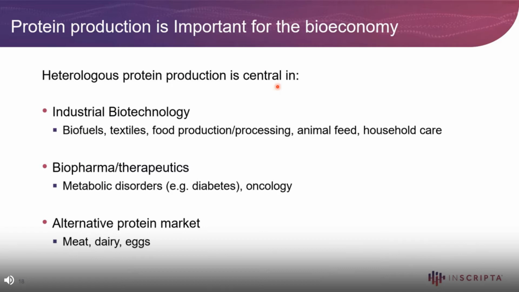Obviously in biopharma or therapeutics, you can target metabolic disorders like diabetes, which is a big one with insulin, or in cancer therapies. And a really hot area right now is this alternative protein market where you want a non-animal source of, say, meat protein or dairy proteins or egg proteins.